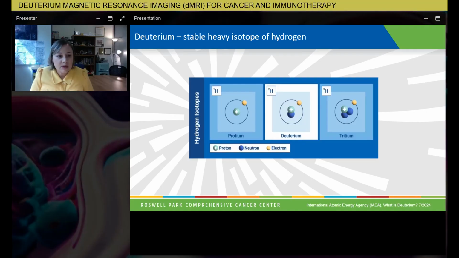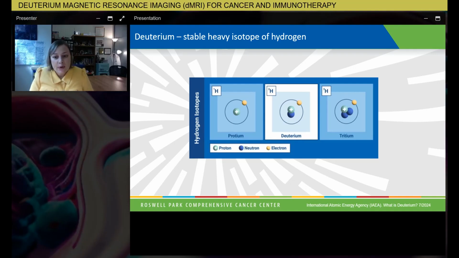So what is deuterium? I mentioned that word in the title. Deuterium sounds scary, but it's actually a stable, so that means non-radioactive, heavy isotope of hydrogen. Hydrogen is the first element in the periodic table. It has a weight of 1. Deuterium is special. It has a molecular weight of 2, so it has an extra neutron. That's why it does not result in a change to becoming a radioactive isotope.